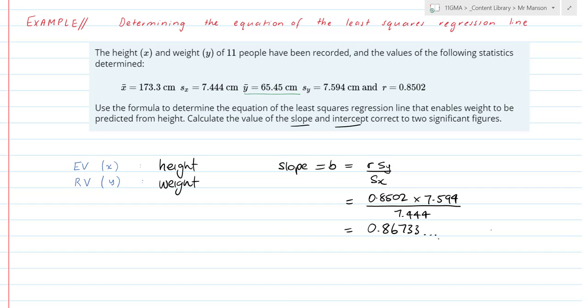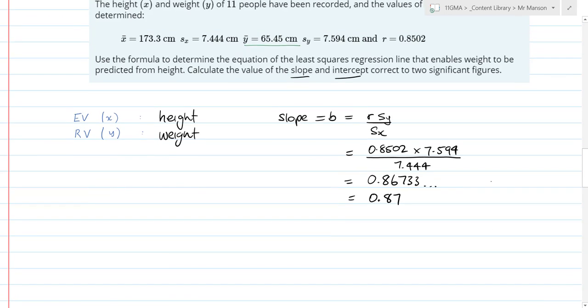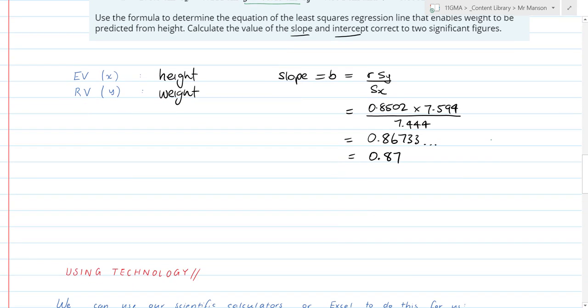My first significant figure is 8. My second significant figure is 6. I go to the third figure and decide if it rounds up or down. It rounds up, so two significant figures is 0.87. You need to make sure you know and can use significant figures. That's my slope. But I need to find my A value now as well, my intercept, and I'm going to use the unrounded version of B.